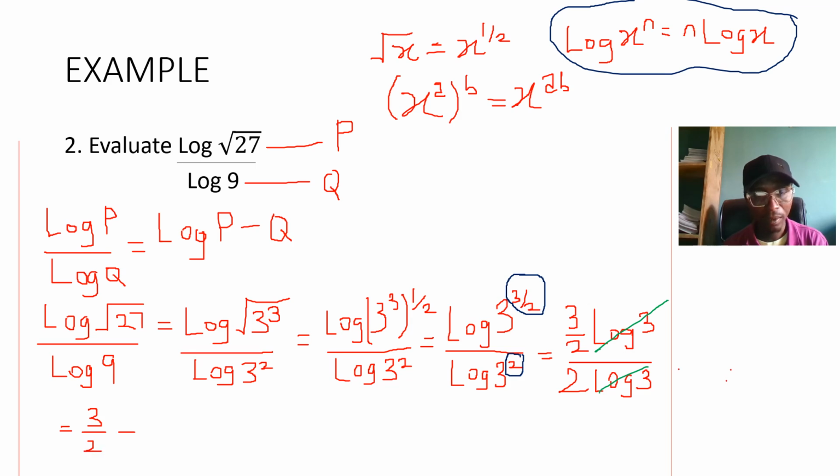divided by 2 over 1, and this will give us 3 over 2 multiplied by 1 over 2, and our final answer will be equal to 3 over 4. This is our final answer.